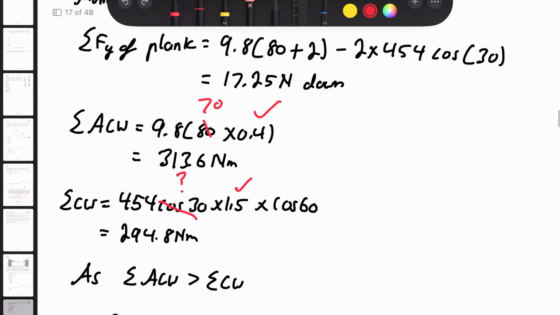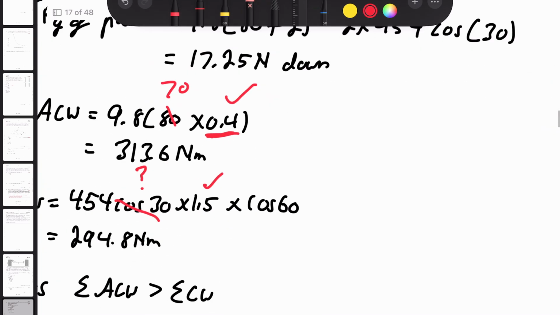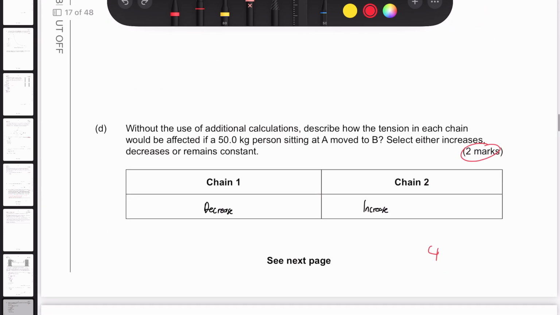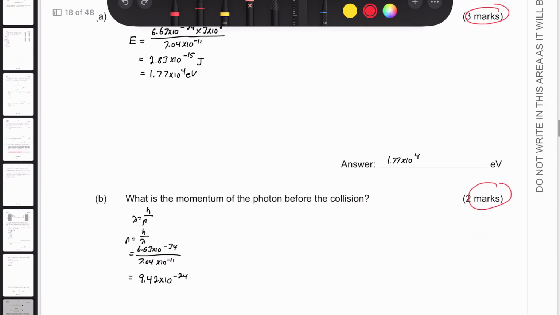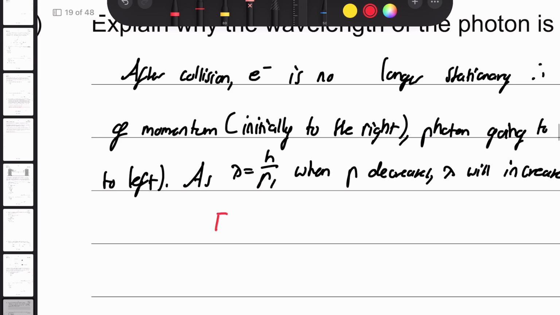I got a mark because it said to use 1 mark for halving the distance of the pillar, and then 1 mark for using that perpendicular distance. So 2 marks there, and then 2 marks here for the correct statement. Now you could have also talked about energy here, where the photon transfers energy to the electron, so E equals hc over lambda. So when energy decreases, lambda will increase.